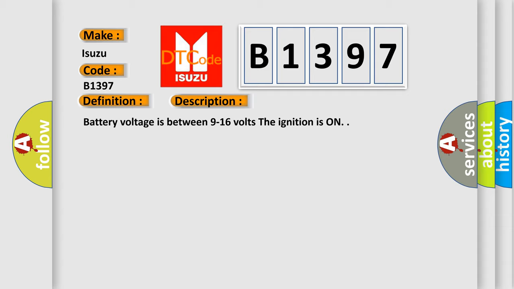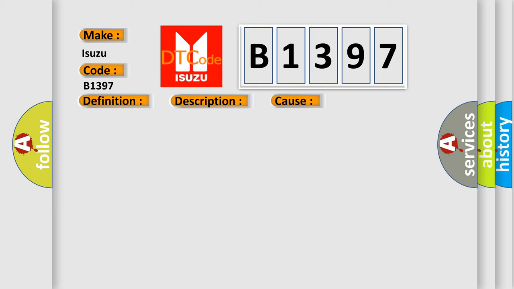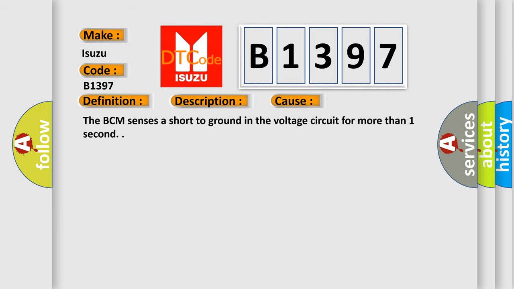Battery voltage is between 9 to 16 volts. The ignition is on. This diagnostic error occurs most often in these cases: the BCM sensors are short to ground in the voltage circuit for more than 1 second.